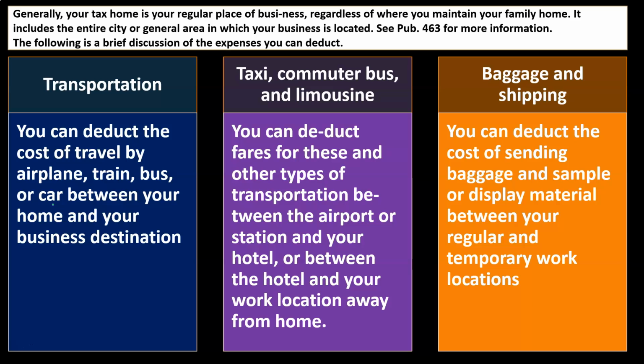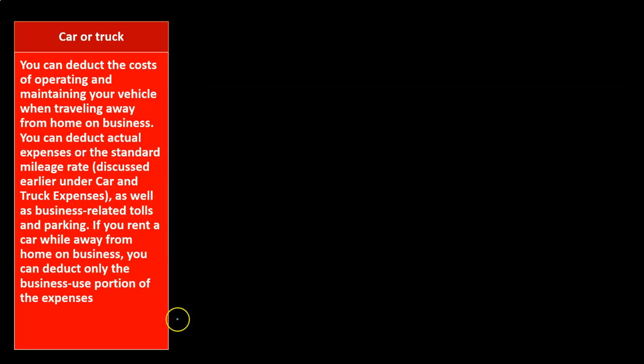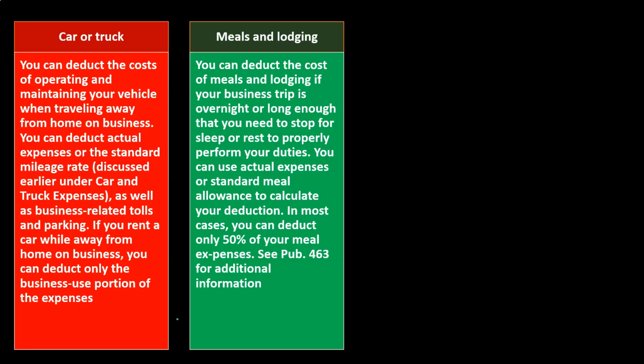Baggage and shipping: you can deduct the cost of sending baggage and sample or display material between your regular and temporary work locations. Car or truck: you can deduct the cost of operating and maintaining your vehicle while traveling away from home on business. You can deduct actual expenses or the standard mileage rate discussed earlier under car and truck expenses, as well as business-related tolls and parking. If you rent a car while away from home on business, you can deduct only the business use portion of the expenses. So you might have to rent a car.